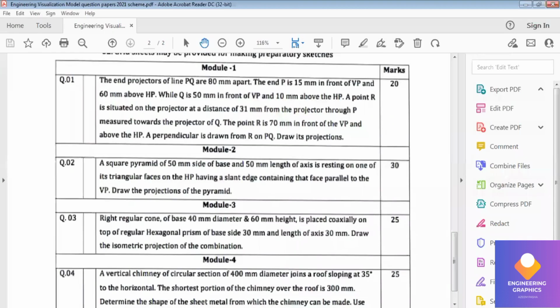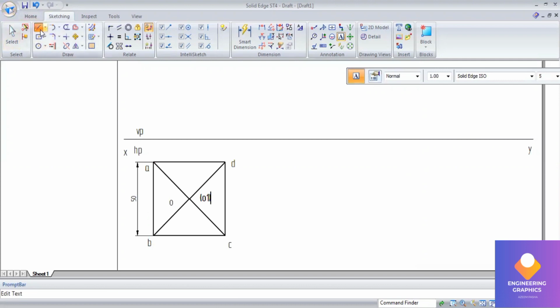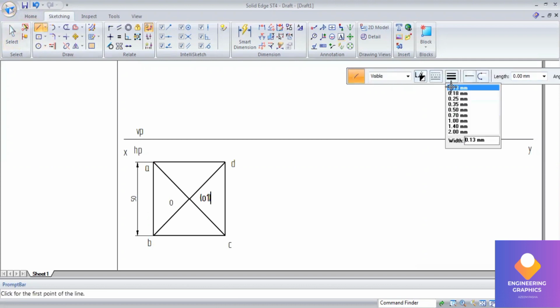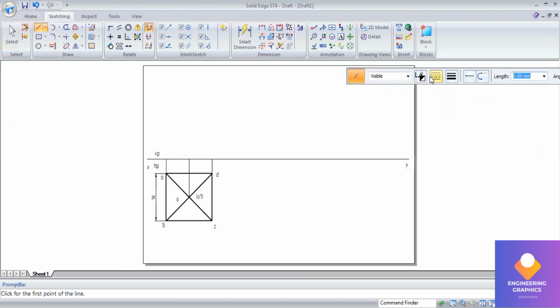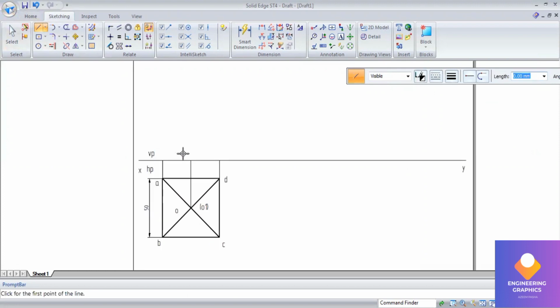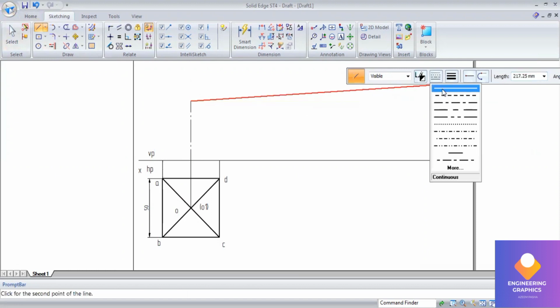Okay, now for the front view. In the front view, the axis length is 50 mm. Actually, this problem is also not there in the solution book. So as per the request of the students, I am solving these model question papers. So make use of it and share it with the maximum number of students so that they can benefit from this.